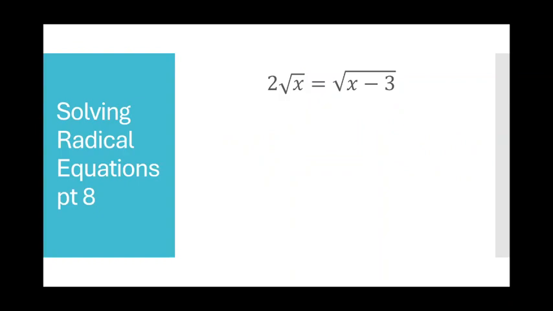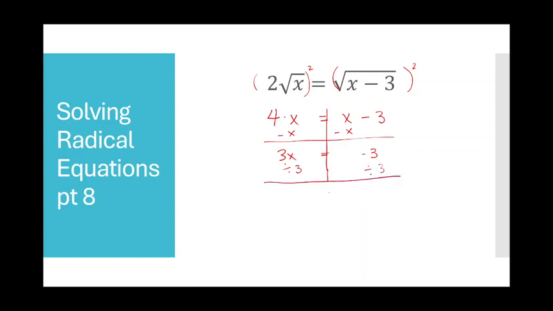All right, when we have radicals on both sides, again, we can square both sides and get rid of those, but be careful, we're squaring the entire left side of the equation and the entire right side of the equation. So 2 is getting squared as well. We have 4 times x, and over here, the squared and the square root cancel each other. We've got x minus 3. This guy we can just solve for x. We've got 3x equals negative 3, and when we divide, we should have x equals negative 1.